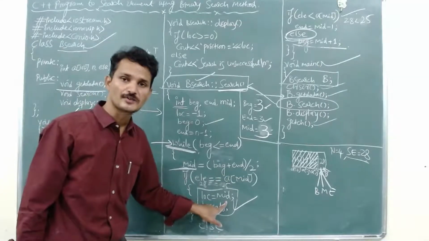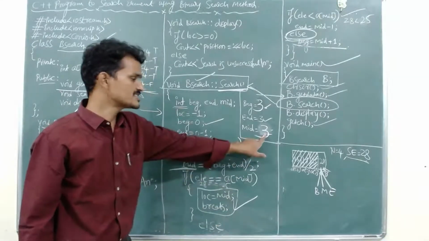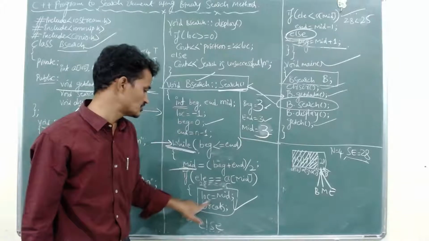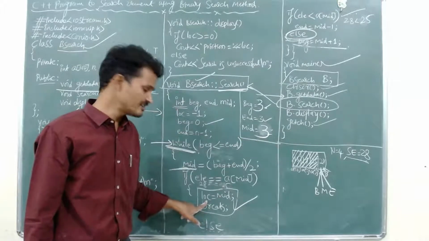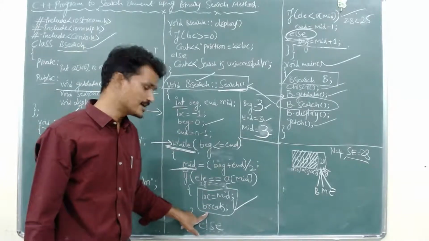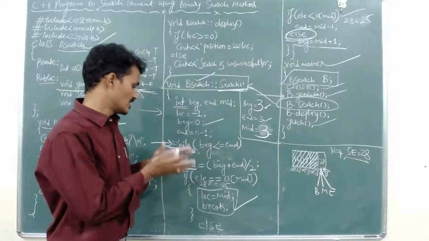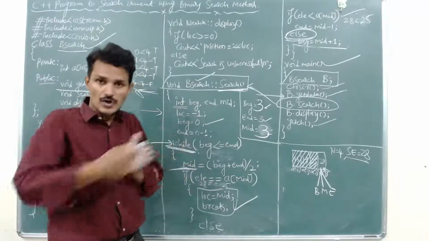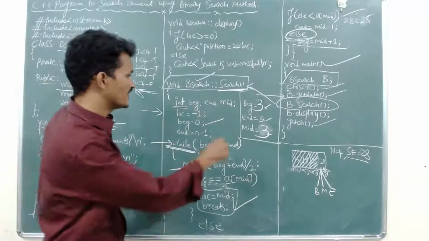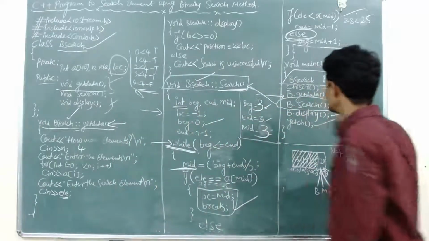Location is equals to what? Mid. So what is the value assigned to mid? 3. 3 will be assigned to location. At the end, break. That means we are halting the execution and coming out of the loop. Okay, then directly it comes here.